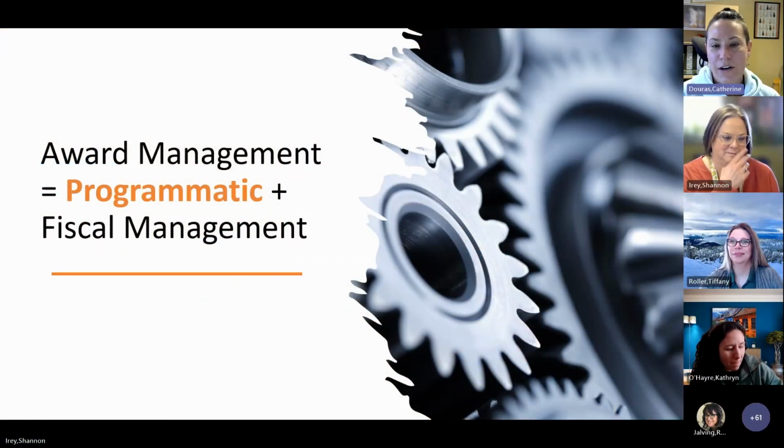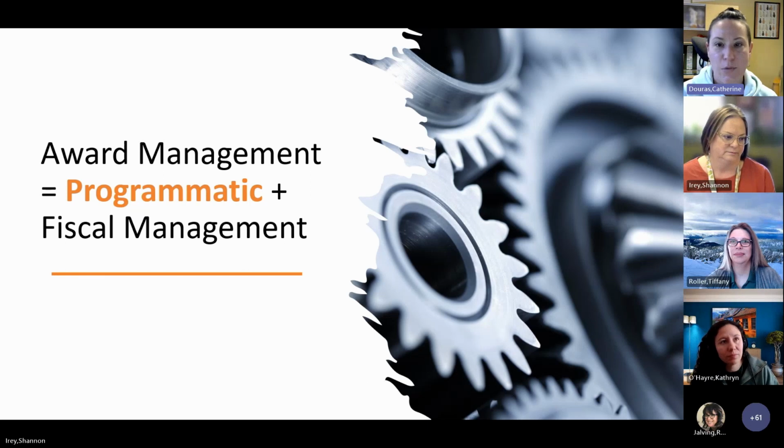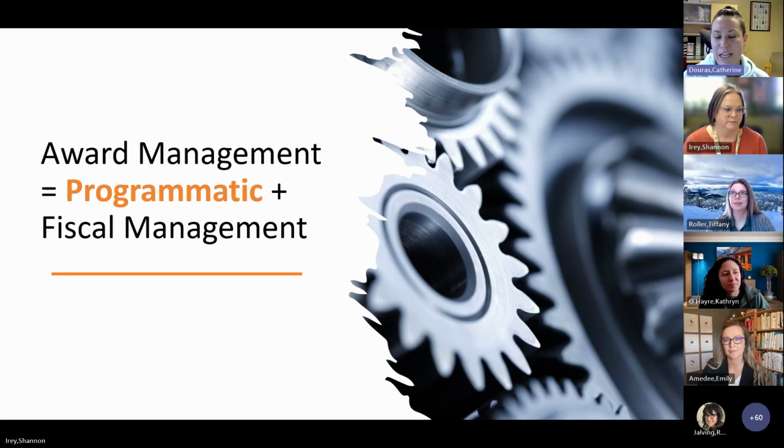So we're going to cover the second piece of award management. Obviously, award management is integrated. You can't really fully separate programmatic and fiscal, but we're going to cover the programmatic side of things. So this is going to be things like award setup, agreement modifications, deliverables such as technical reports. As you'll see, a lot of things are tied in with the financial side, but we still make this distinction between financial and programmatic when we're talking about award management.